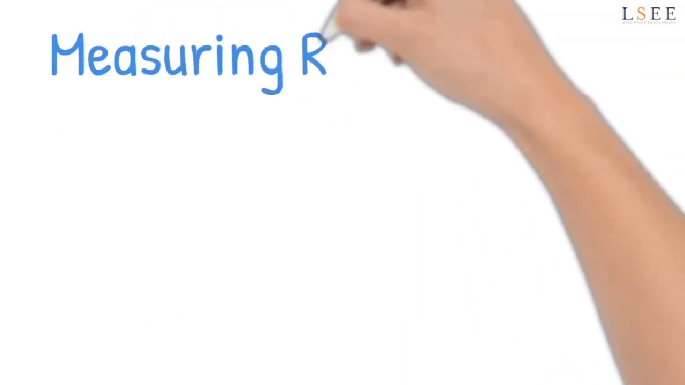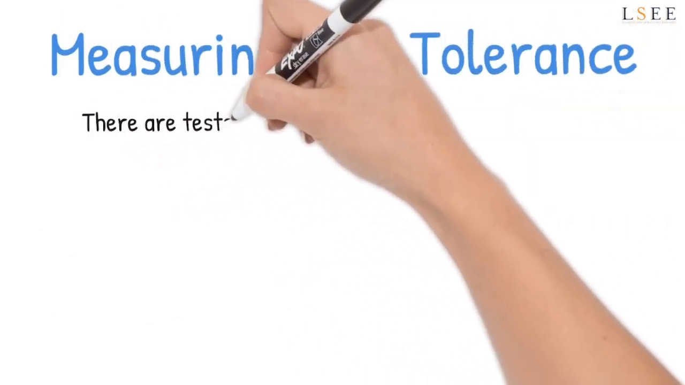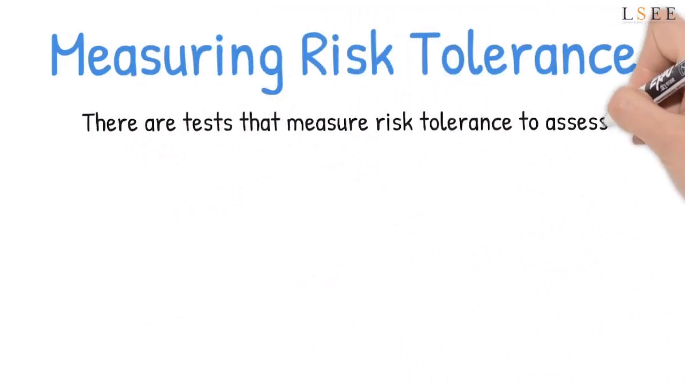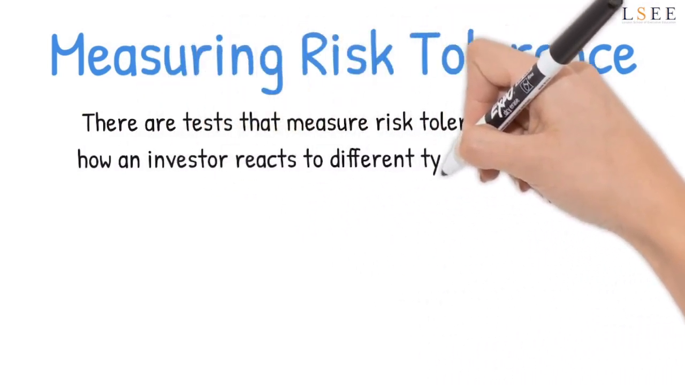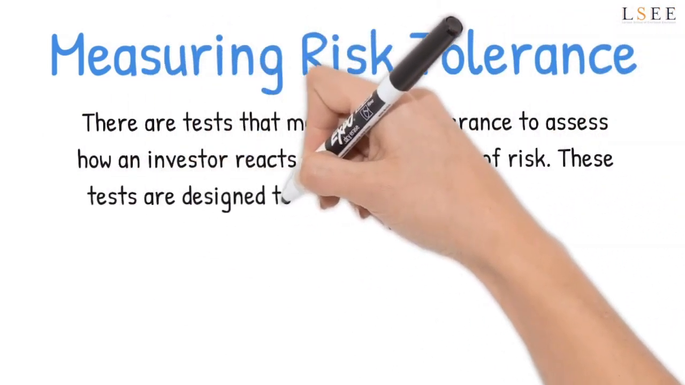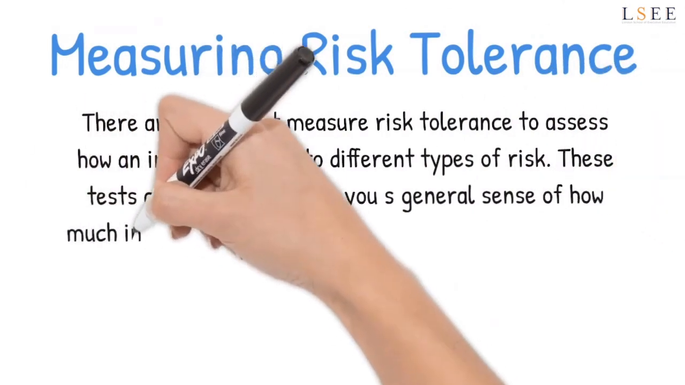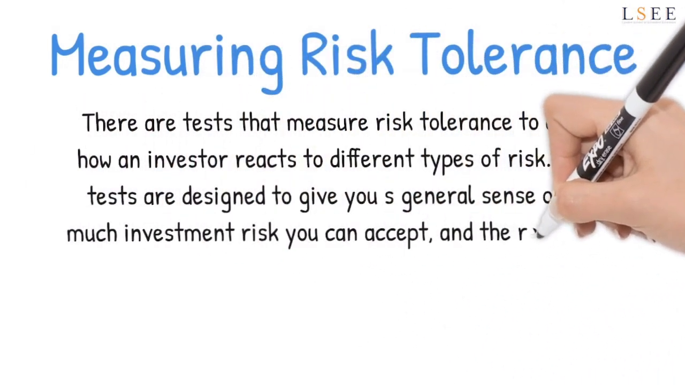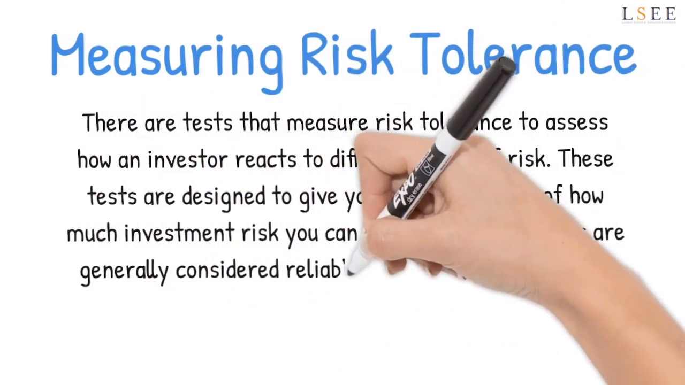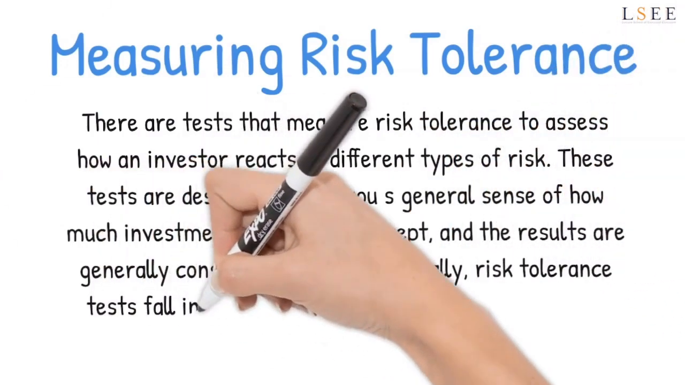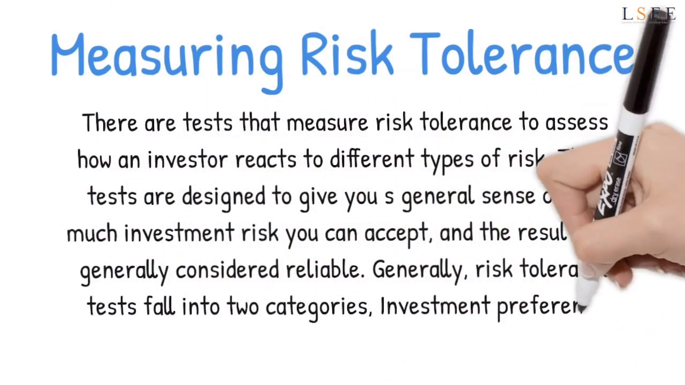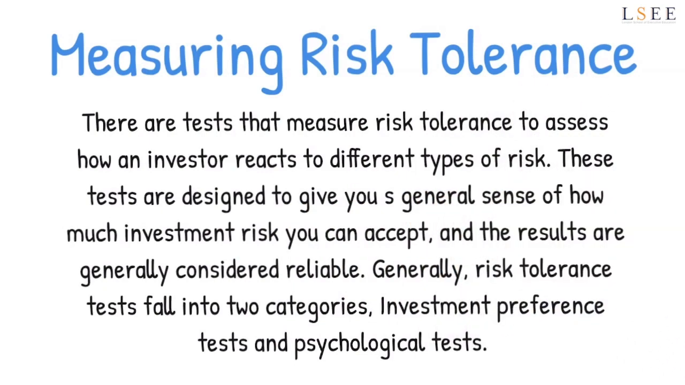Measuring risk tolerance. There are tests that measure risk tolerance to assess how an investor reacts to different types of risk. These tests are designed to give you a general sense of how much investment risk you can accept, and the results are generally considered reliable. Generally, risk tolerance tests fall into 2 categories: investment preference tests and psychological tests.